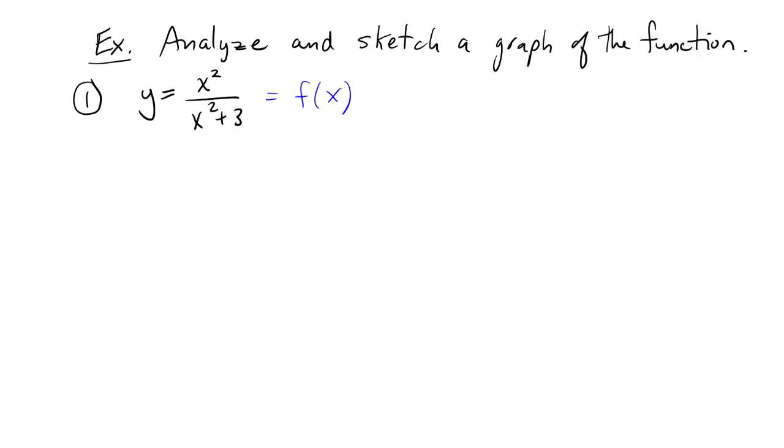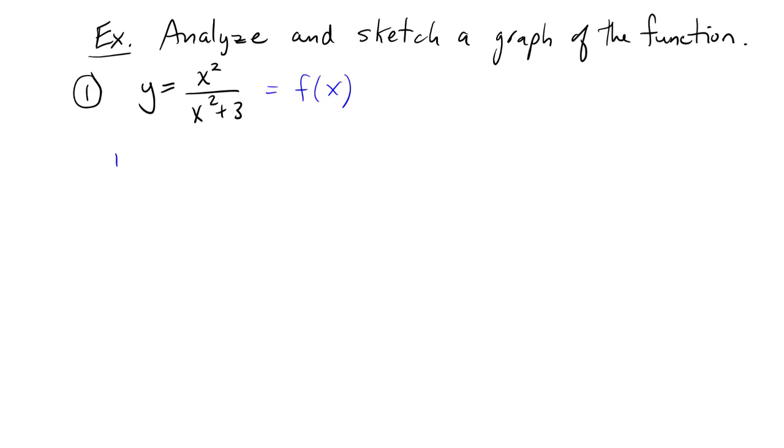Okay, so the first thing is, let's talk about domain. All right, if we take a look at this function here, obviously it's a rational function, so we'd have to look at the denominator, but x squared plus 3 is never going to be 0, so our domain is actually all real numbers. So that's just good to know.